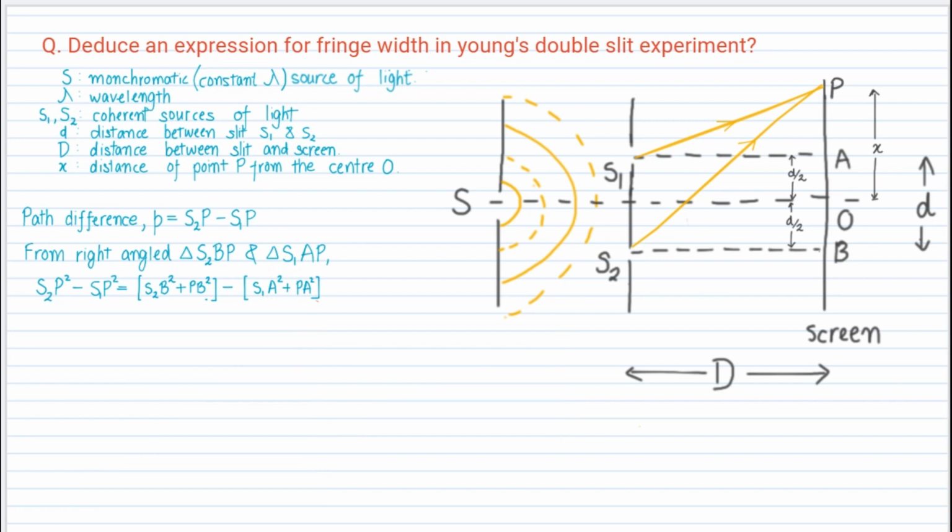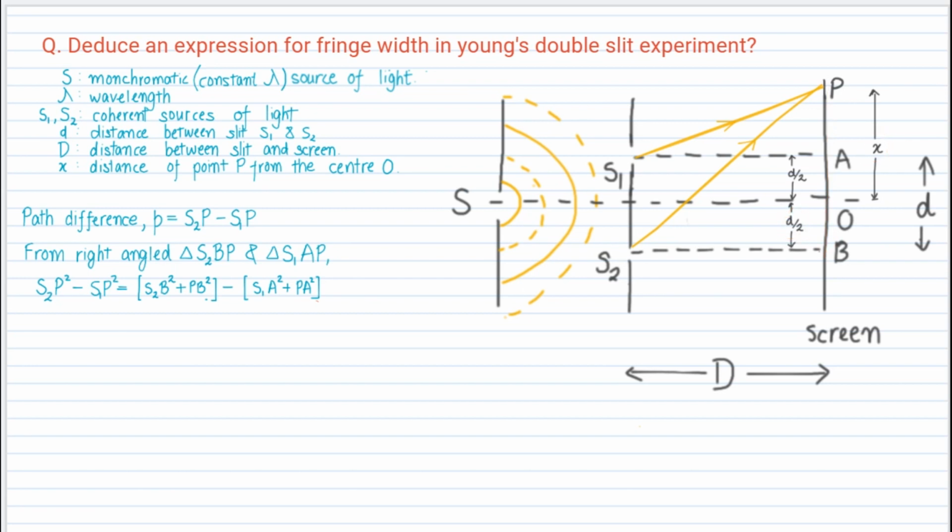Now look here. This S2B, how much is S2B? S2B is this distance, your capital D. Fine. Similarly, S1A. S1A is how much? This distance is also capital D. Fine. Now look here. PB square. This distance P to B, how much is it? P to O is how much? X. And O to B is how much? D by 2. So PB is X plus D by 2.